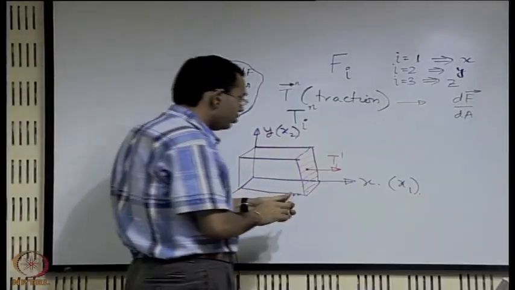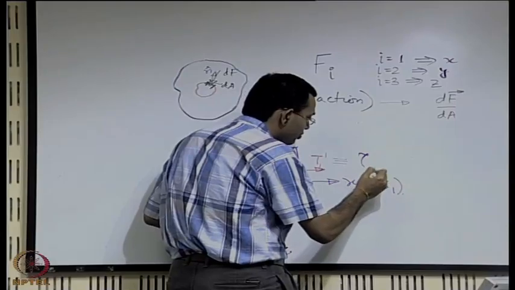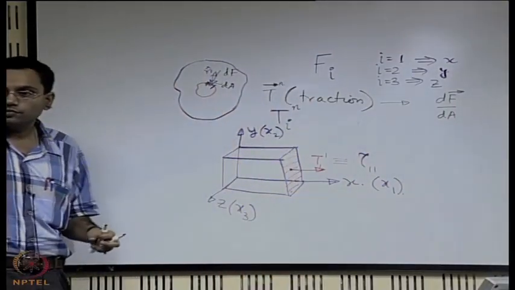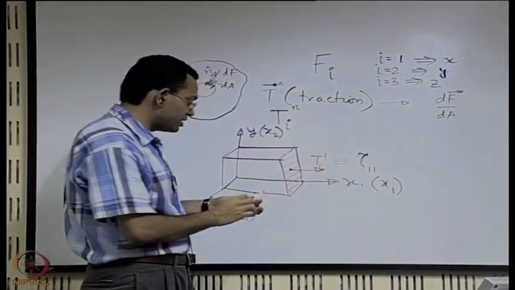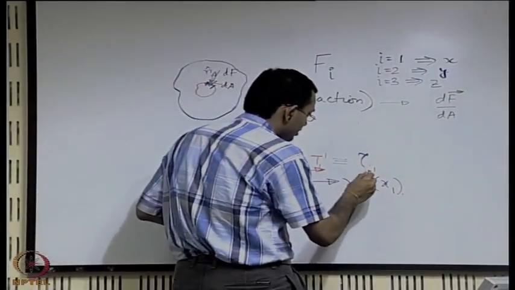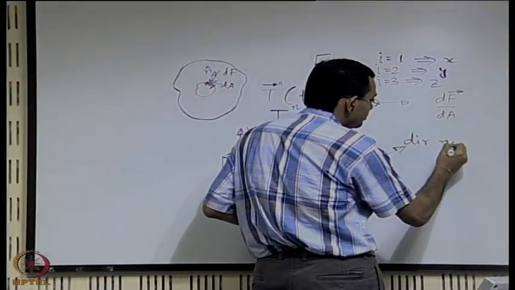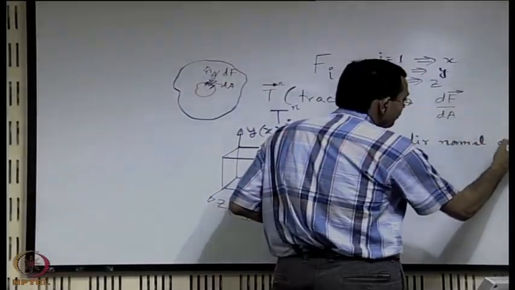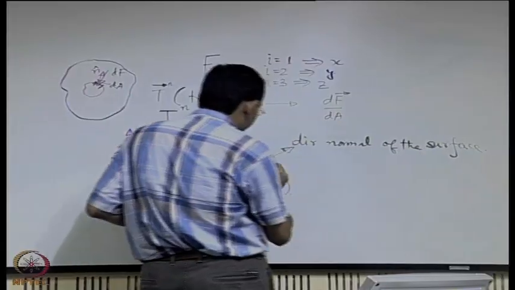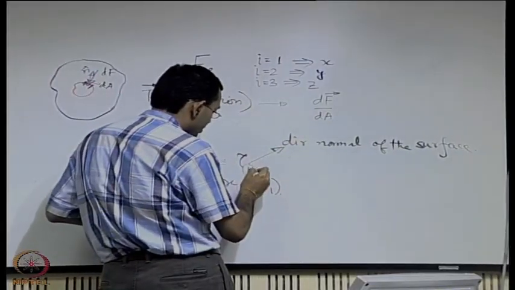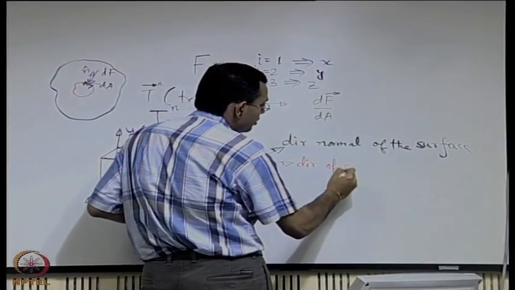Alternatively, we use a notation equivalent to this, tau 1 1. So, 2 indices are there. What are these indices representing? The first index represents the direction normal of the surface, and the second index represents the direction of action of the force component.